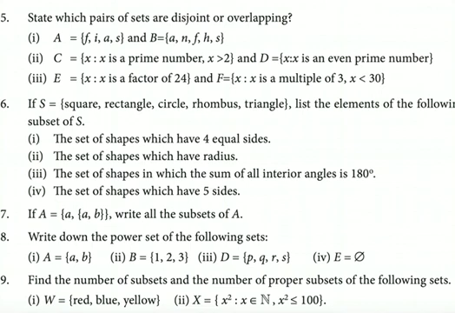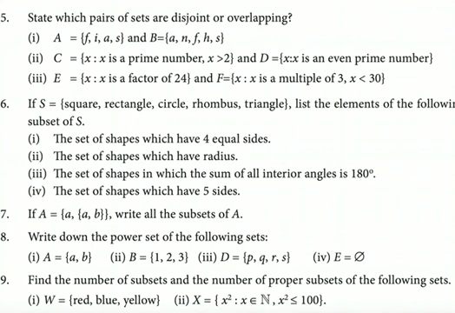X is a factor of 24. How many are there? 2, 3, 4, right? 6, 8, 12, okay, and 24 and 1. Total 8. These are total 9. But they are overlapping, right? They are overlapping. There are common elements.